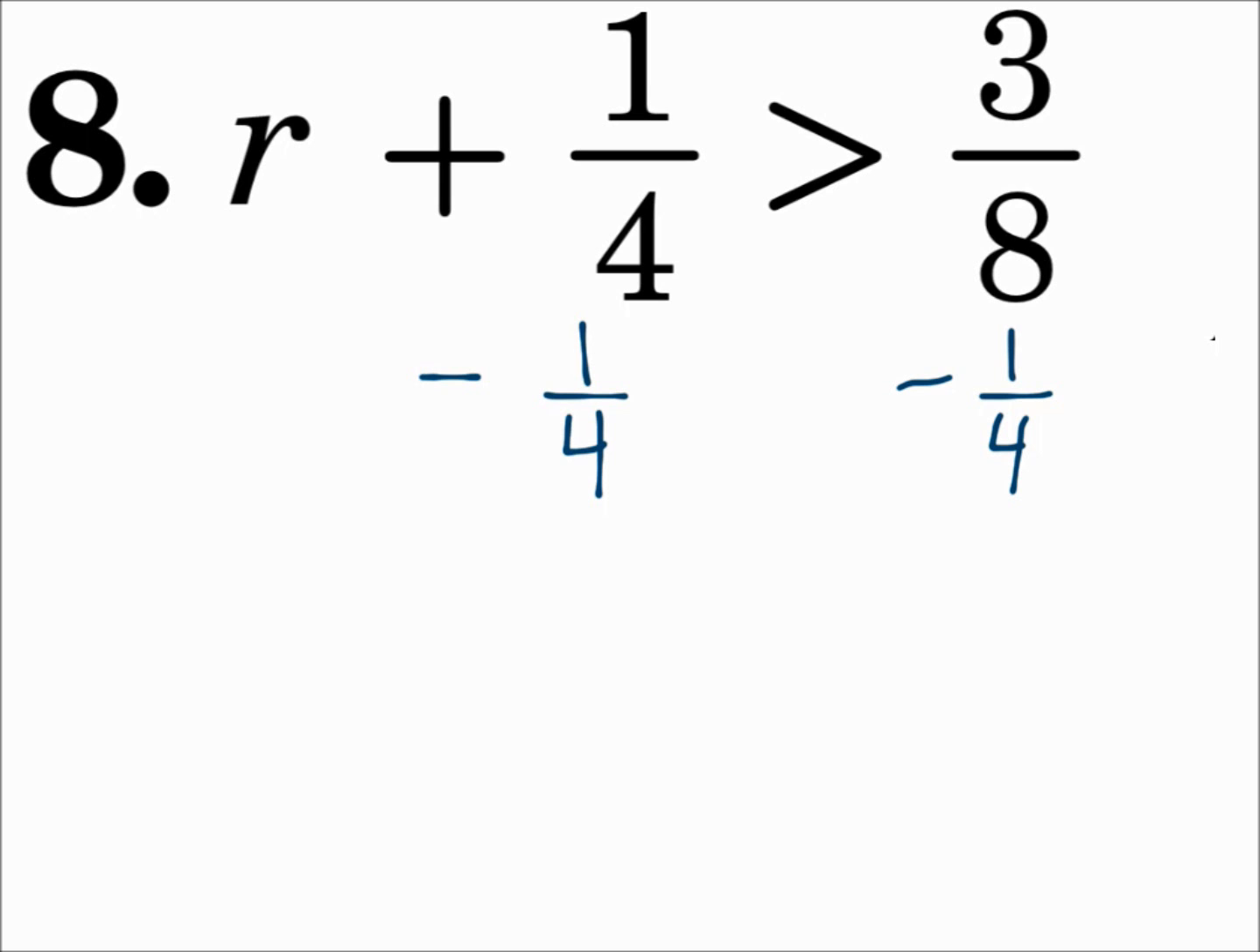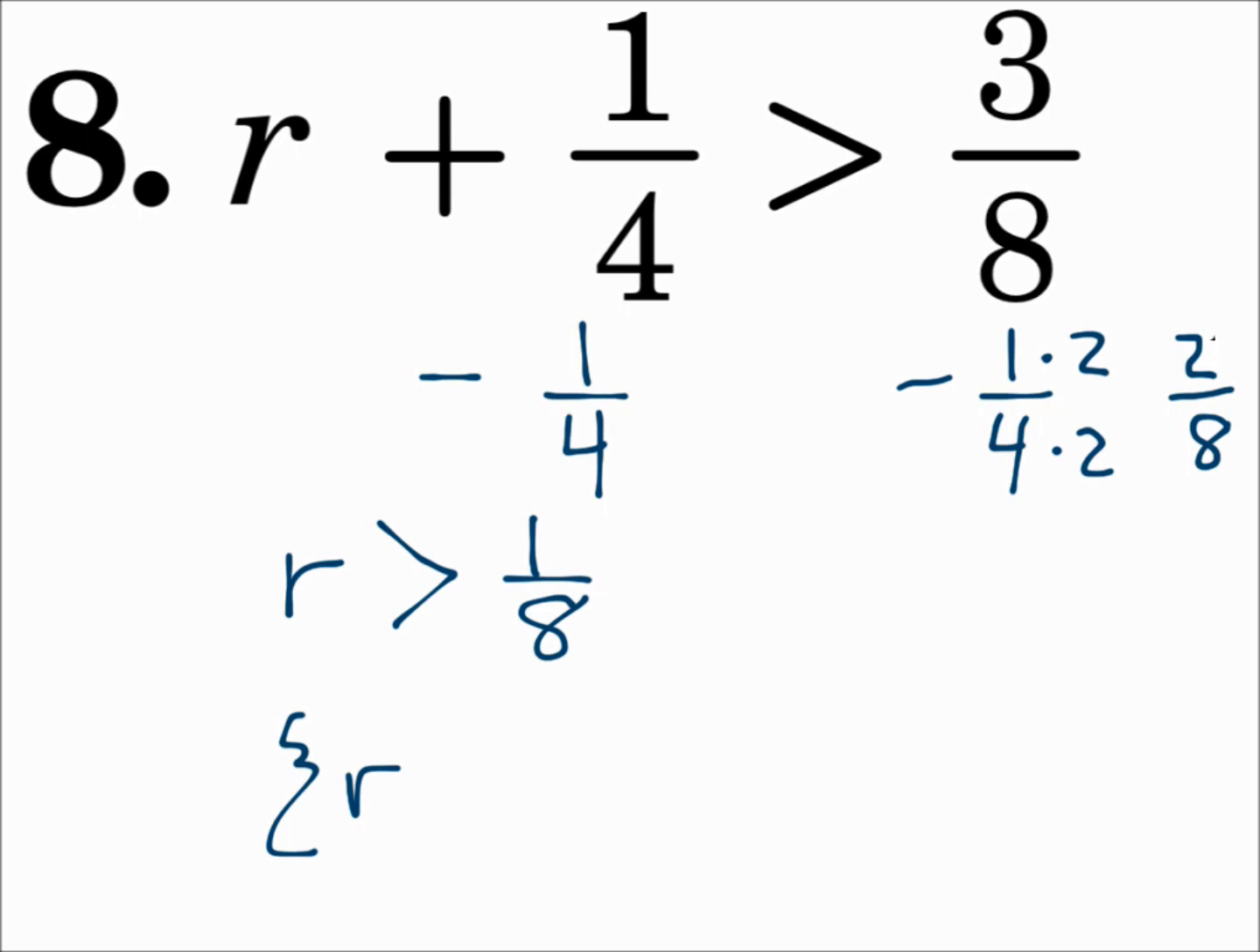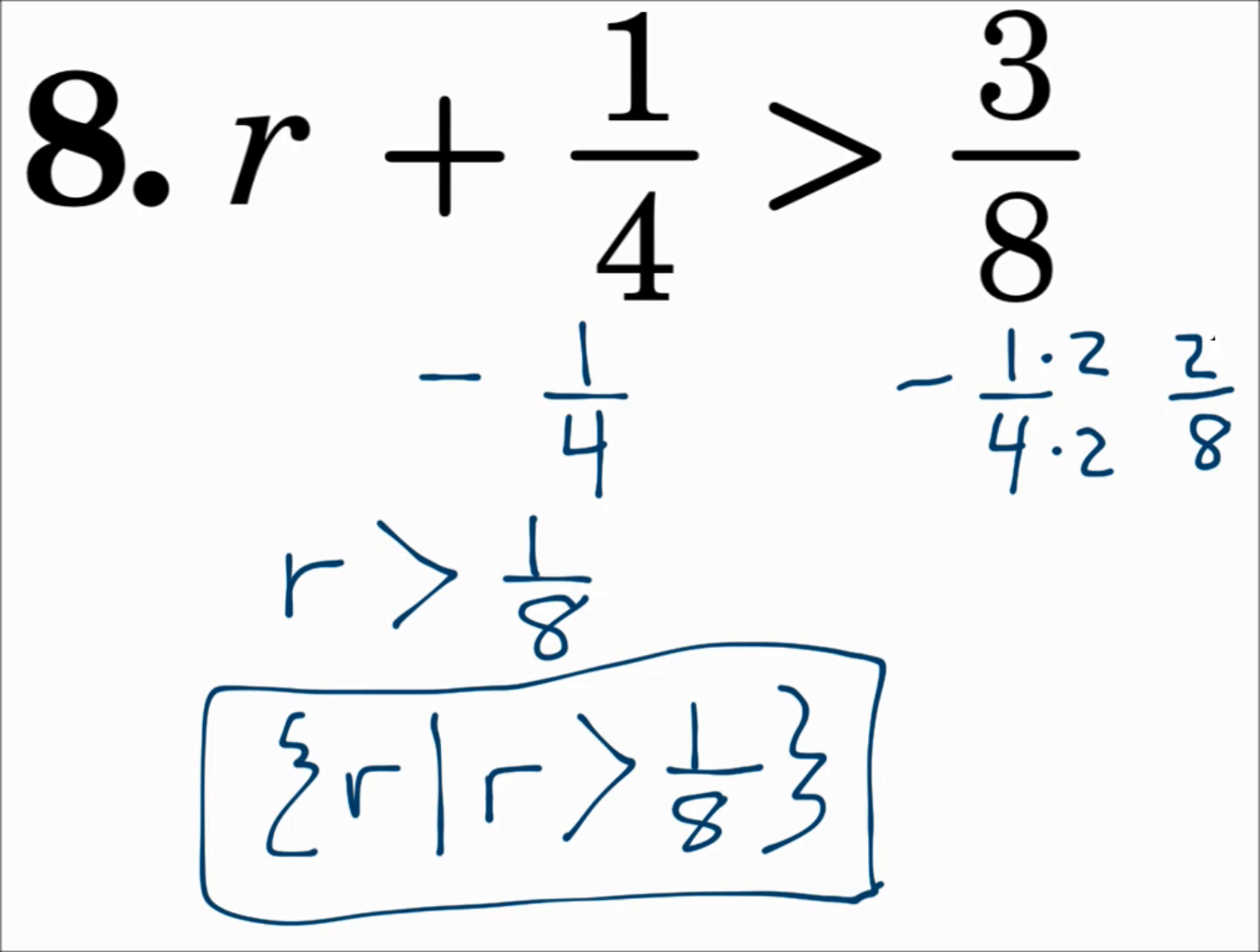1/4 needs an 8. 4 times what is 8? Well, 4 times 2 is 8. So also do the numerator times 2. So 1/4 becomes 2/8. 3/8 minus 2/8 is 1/8. So r is greater than 1/8. All r such that r is greater than 1/8. Remember when you're adding and subtracting fractions that you have to have a common denominator before you can add or subtract them.